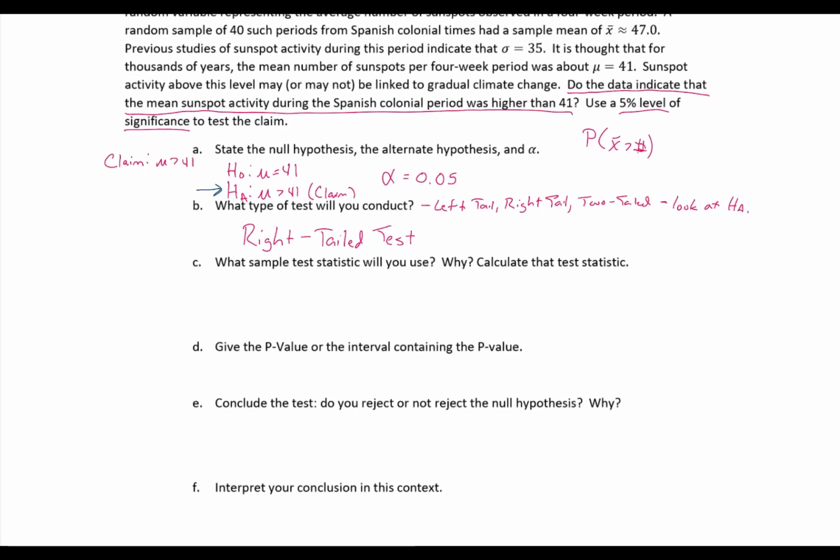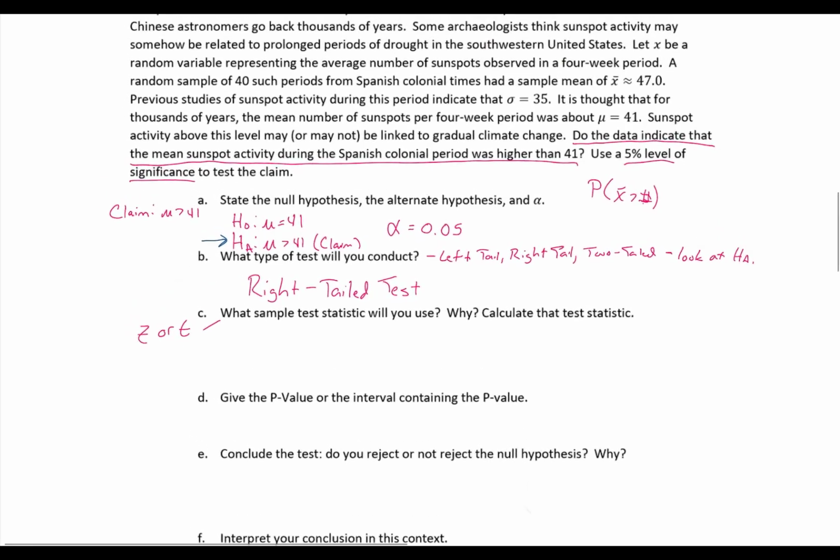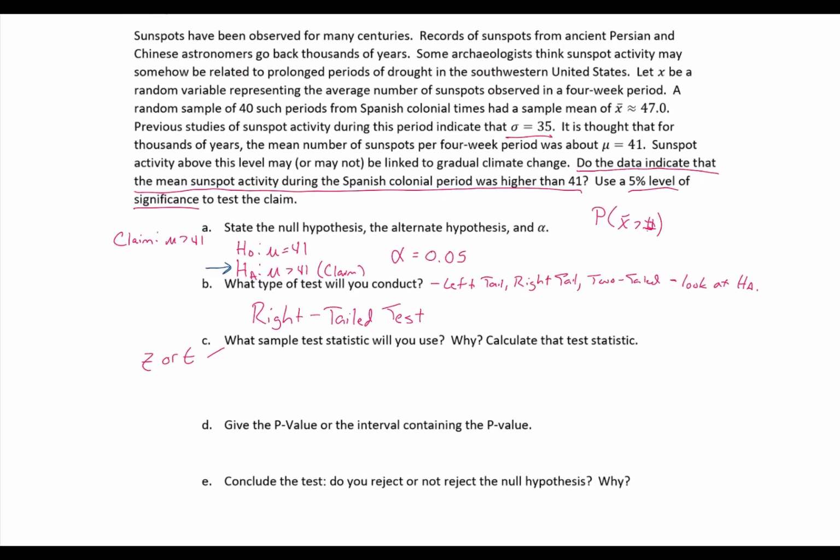Alright, so the sample test statistic, that means are we going to find a z-score or a t-score? Remember, the criteria for using z is you know the population standard deviation sigma. The criteria for t, you do not. You have the sample standard deviation s. In this case, if we look back at the information we're given, sigma is 35. So here we're going to use z because we know sigma.